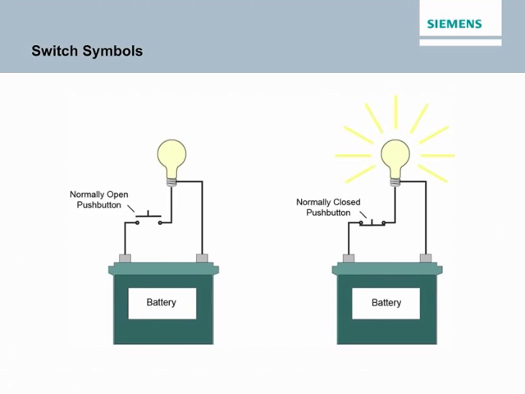The accompanying graphic shows examples of two simple circuits, one with a normally open momentary push button and the other with a normally closed momentary push button. Note the condition of the lamp when each push button is in its normal state.